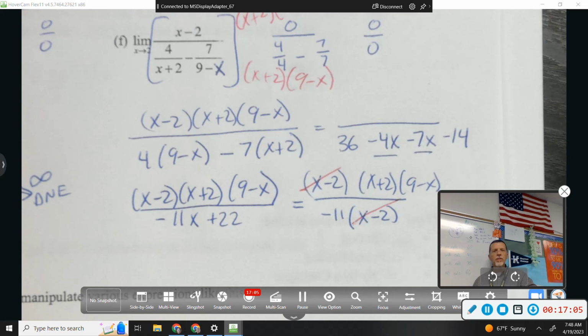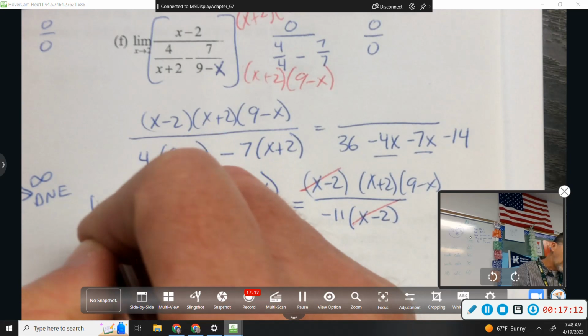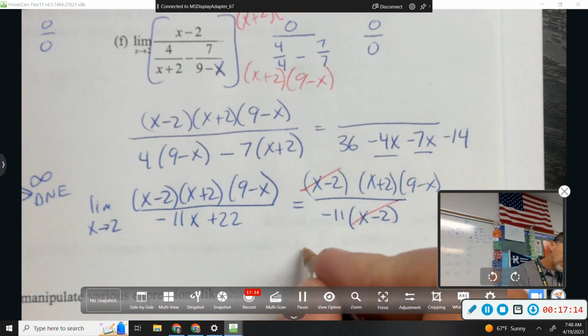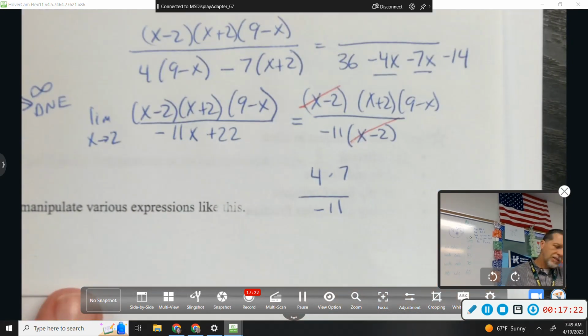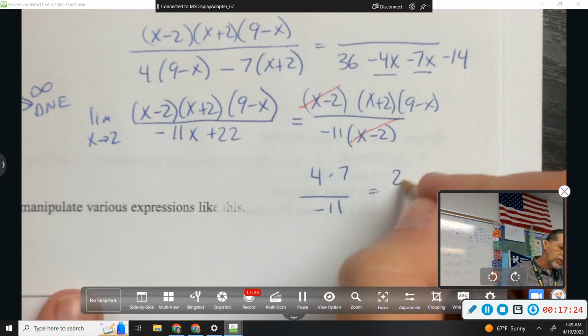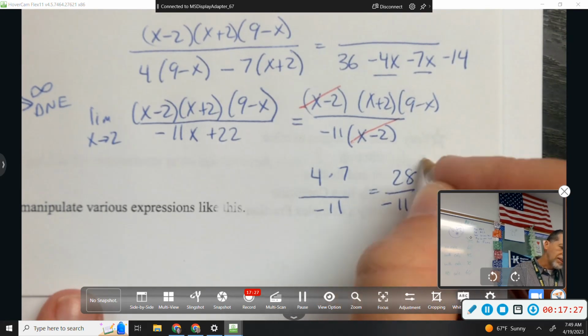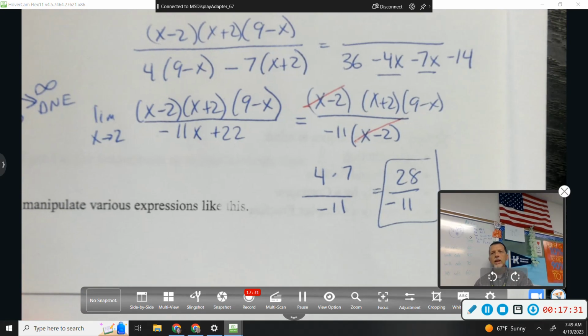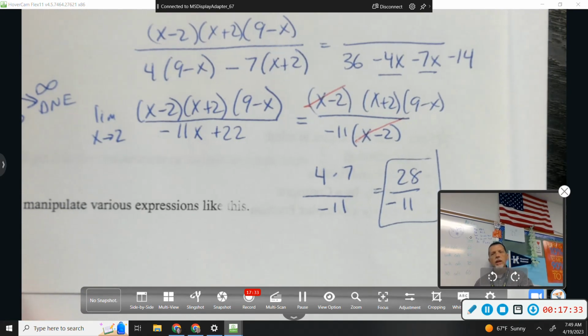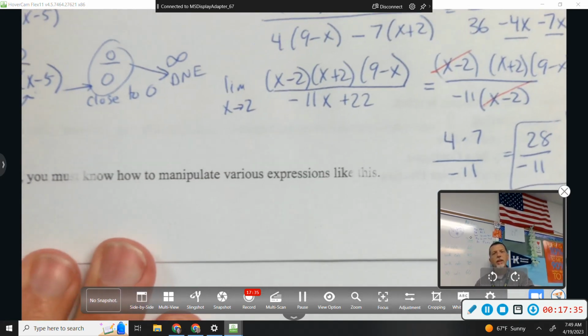All that work, what's left to do now? Substitute. We still got to go back and substitute. Limit as x approaches 2. So 2 plus 2 is 4. 9 minus 2 is 7 over negative 11. So 28 over negative 11. A lot of algebra stuff.